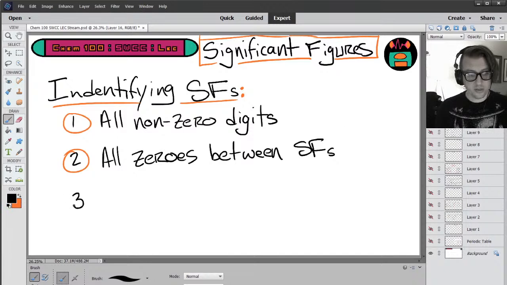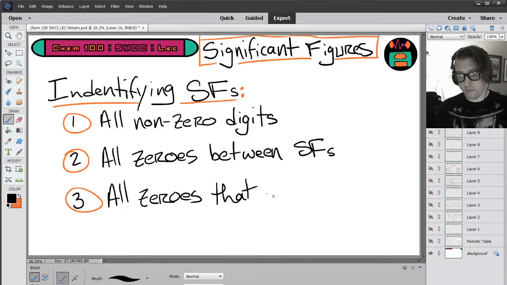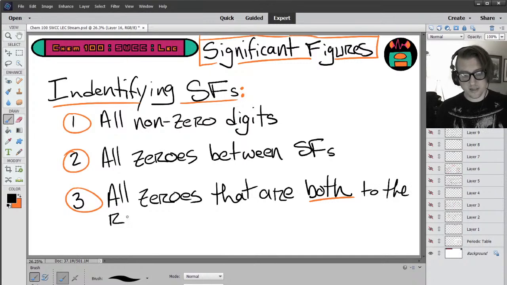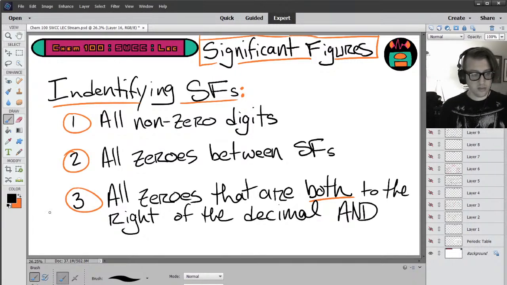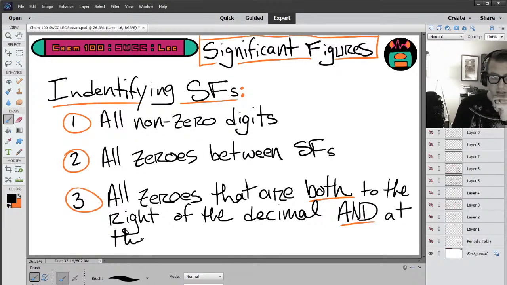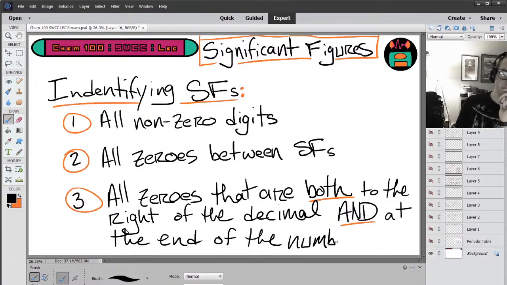And third, all zeros that are both, that's critical, there are two conditions here, all zeros that are both to the right of the decimal and at the end of the number are significant.